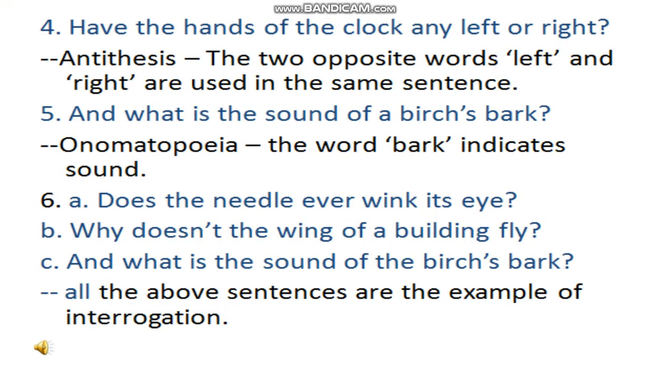The fourth figure of speech is, "Have the hands of the clock any left or right?" So here antithesis is used. Two opposite words, that is left and right, are used in the same sentence.